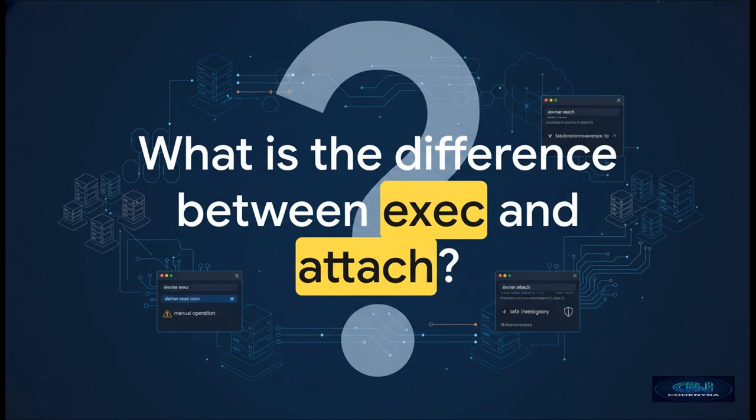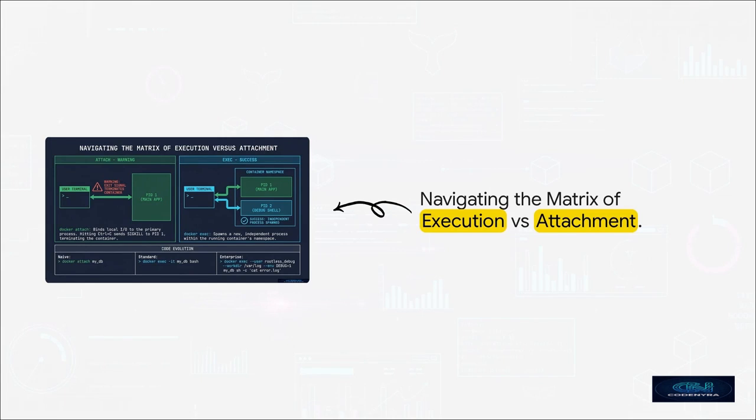But say we have a live production issue and we absolutely need to investigate it safely. What is the architectural difference between docker exec and docker attach? You have to be so careful here. Docker attach fatally binds your local terminal directly to the container's primary process, PID 1. If you hit Control-C while attached, you are sending a kill signal straight to PID 1.